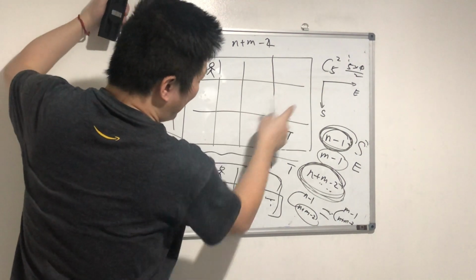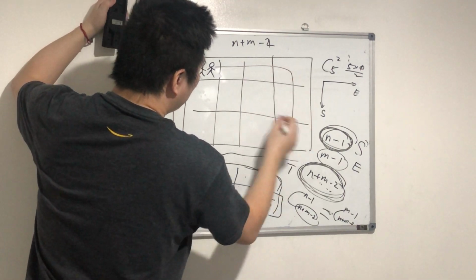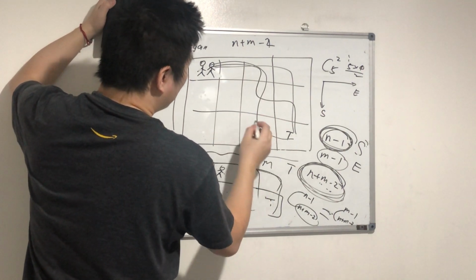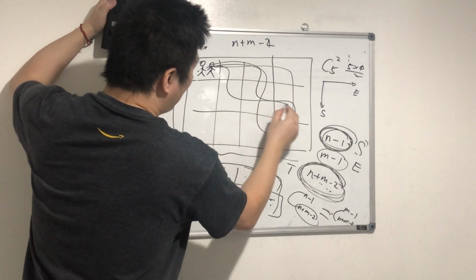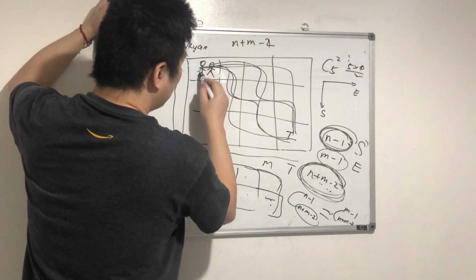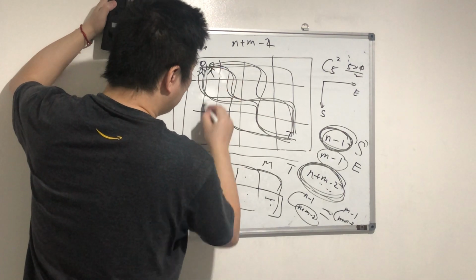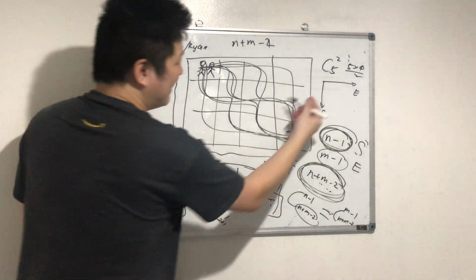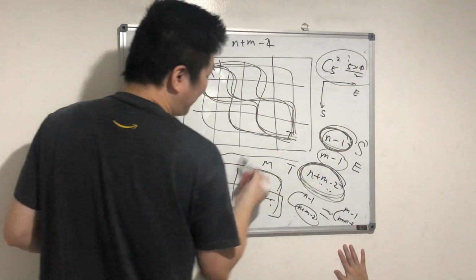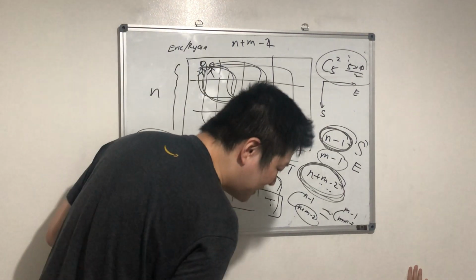10 ways. Let's verify it, okay? 1, 2, 3, 4, 5. Here 1, 2, 3, 4, 5. Here 2, 3. Okay? 4, 5, 6, 7, 8, 9, 10. Got it? So that's 10. So as long as we know the n and m, we know the mathematical way to calculate the number of ways. Got it? Does it make sense?